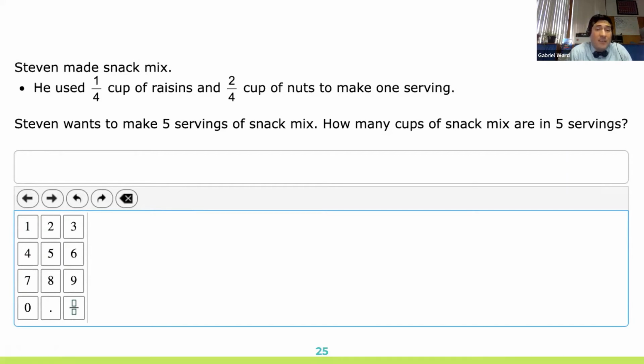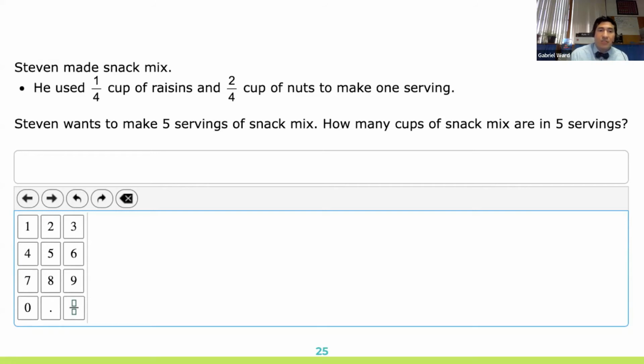Again, claim 1, concepts and procedures. Claim 2, problem solving. Claim 3, communicating and reasoning. Or claim 4, modeling and data analysis. And that's right, this one is claim 2. It is involving problem solving.